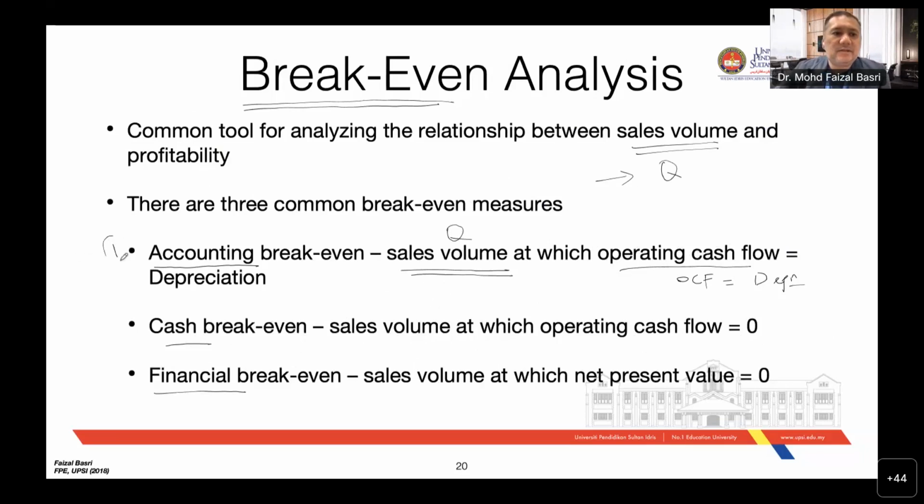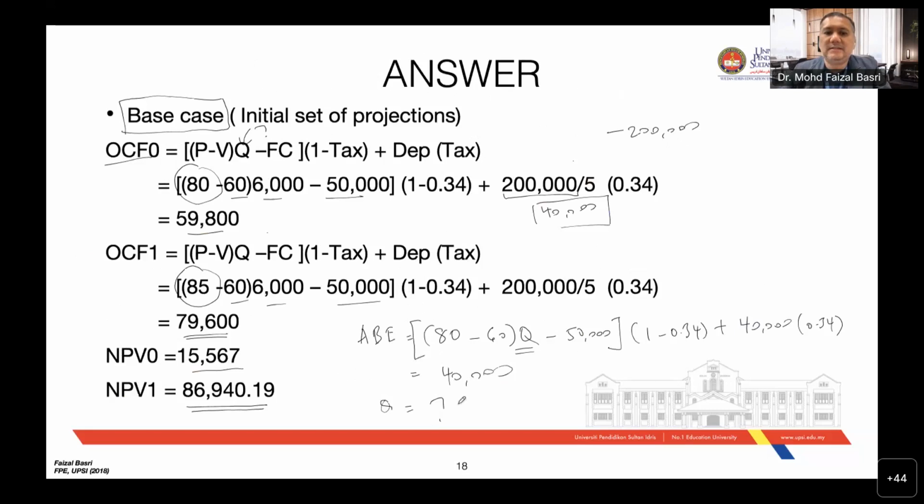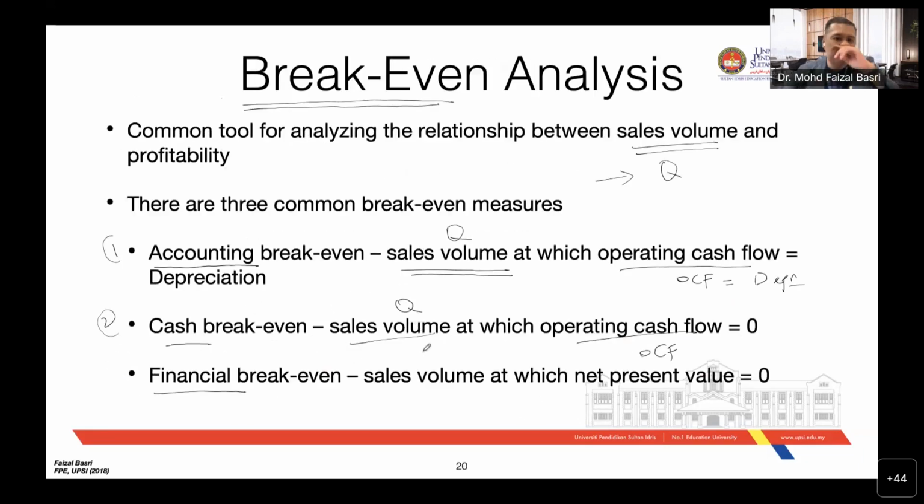For cash break even, we want again to find the sales value, the Q at which the OCF equals zero. Exactly zero. So the same formula, bear with me. For cash break even, everything will be the same except this one equals zero. We want to find the OCF equals to zero. Obviously when we use cash break even, your Q will be much lower. Your sales volume will be lower than accounting break even, meaning you need to sell less in order to get zero. Instead of achieving 40,000, you need to sell less volume.